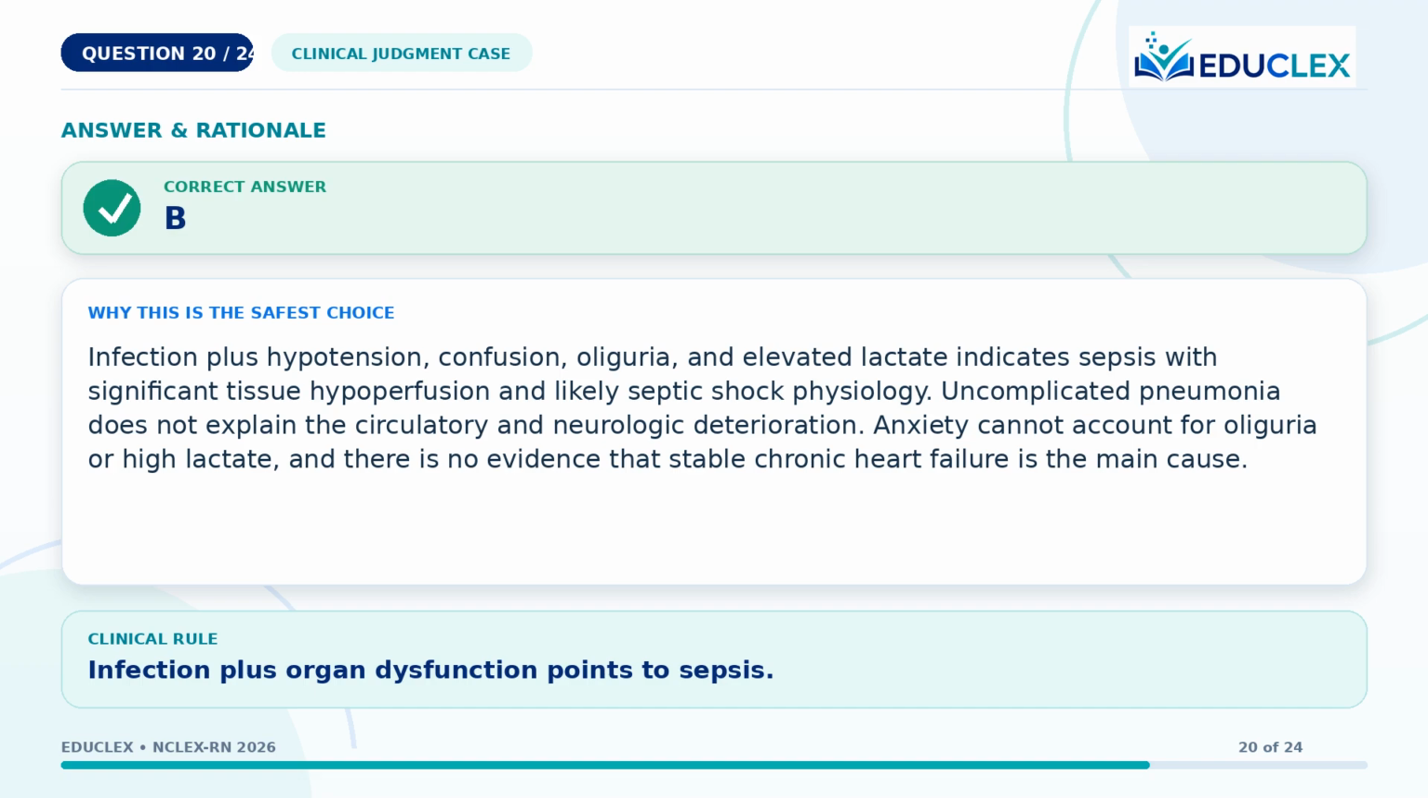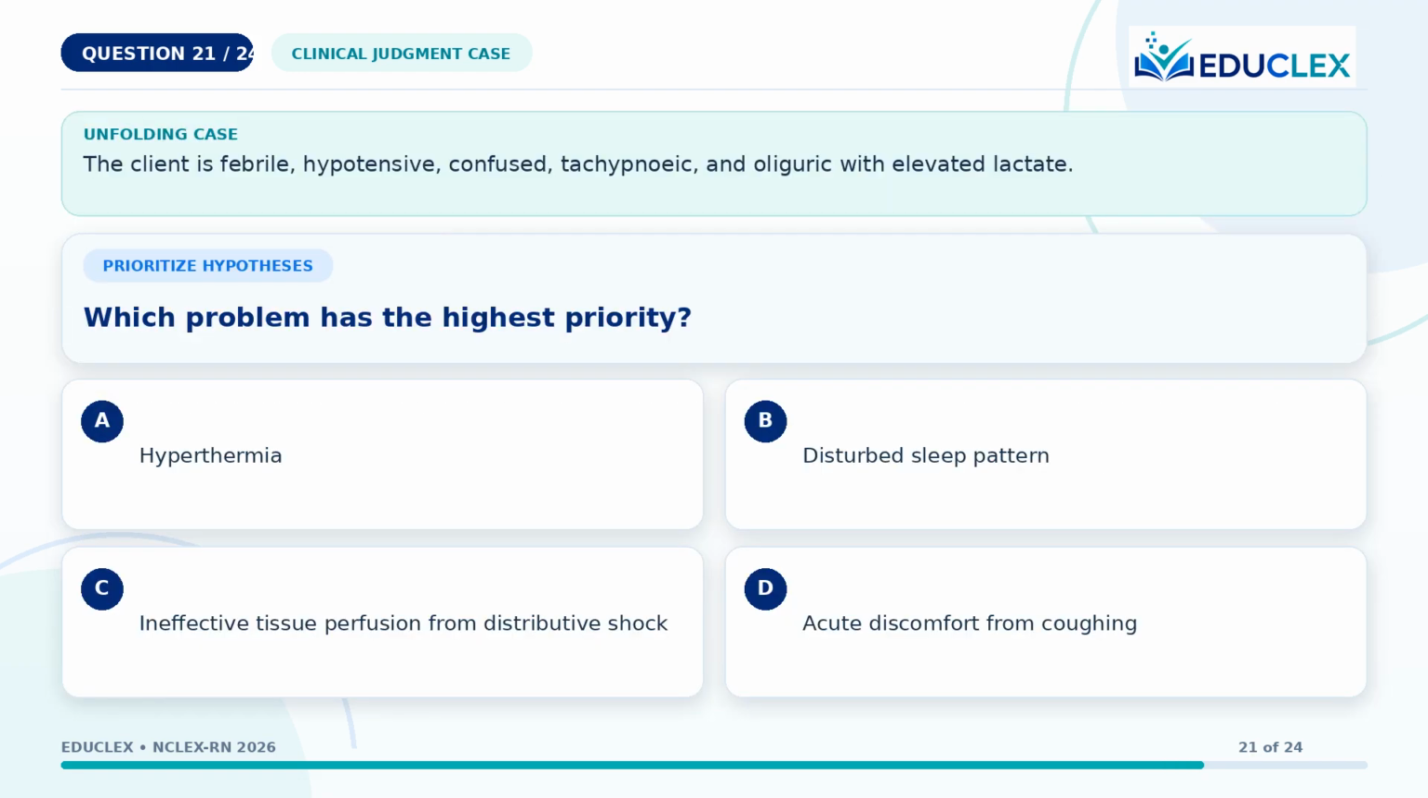The correct answer is B, infection plus hypertension, confusion, oliguria, and elevated lactate indicates sepsis with significant tissue hypoperfusion and likely septic shock physiology. Uncomplicated pneumonia does not explain the circulatory and neurologic deterioration. Anxiety cannot account for oliguria or high lactate, and there is no evidence that stable chronic heart failure is the main cause. Question 21. The client is febrile, hypertensive, confused, tachypneic, and oliguric with elevated lactate. Which problem has the highest priority?